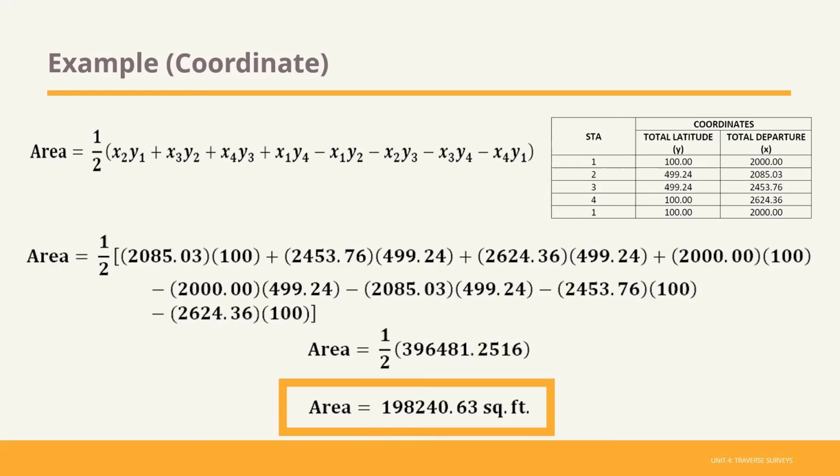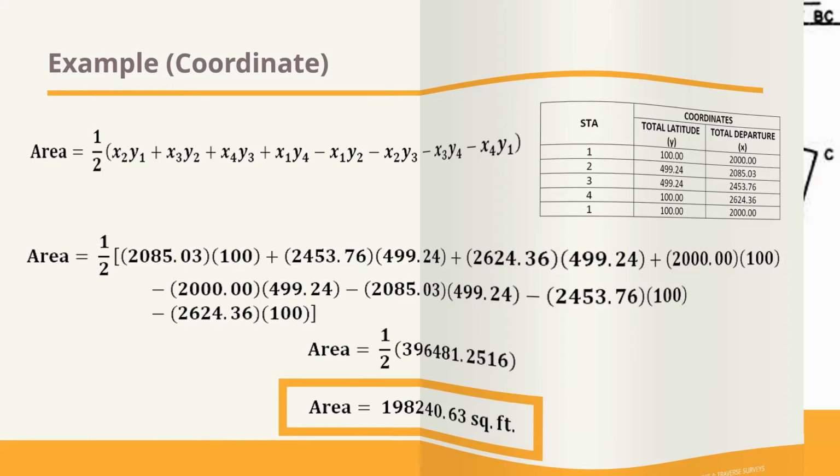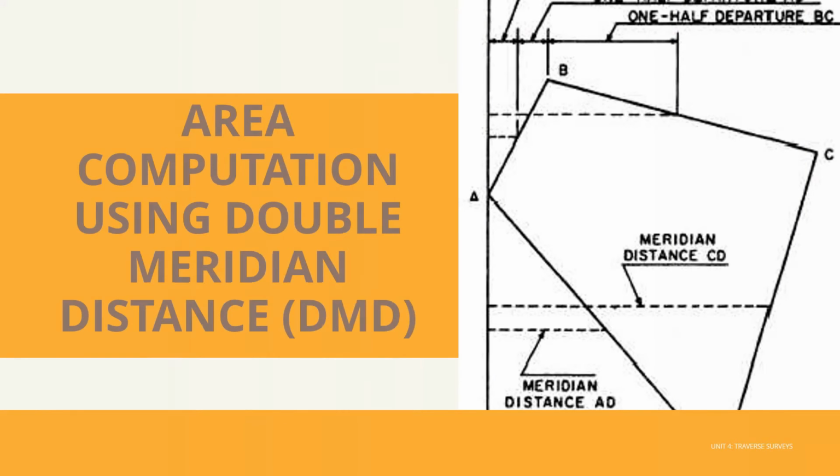And now we'll have the area of the closed traverse using the coordinate method, which is equal to 198,240.63 square feet, because this is in square feet. And so that's it for the coordinate method. Next one is the area computation using double meridian distance, or DMD.